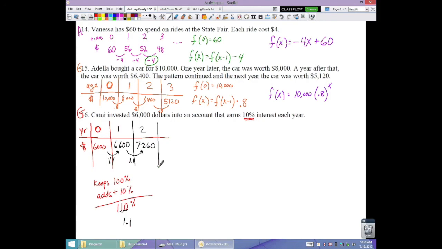One more time, times 1.1. After 3 years, she now has 7,986. So again, it is geometric. We are multiplying. So our recursive formula begins with f of 0 equals 6,000. And then f of x is f of x minus 1 times 1 and 1/10. And finally, our explicit formula for that one would be f of x equals our original investment, $6,000, times our multiplier, 1 and 1/10, to the x.